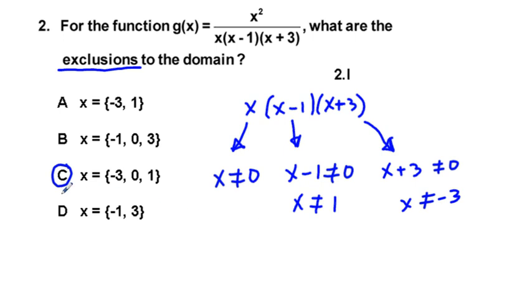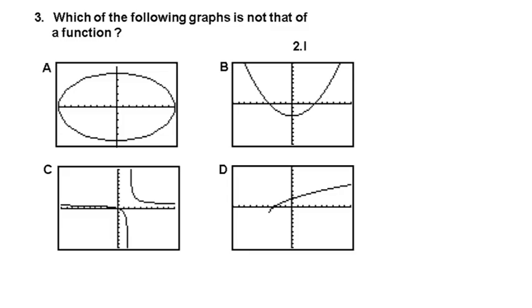So that confirms our earlier answer. Now 3, which of the following graphs is not that of a function? One thing that you should know since Algebra 1 days is something called the vertical line test. If you draw a vertical line and you move that vertical line, in this case it touches this ellipse twice. So therefore, A is our correct answer. The remaining answer choices B, C, and D are those of a function.